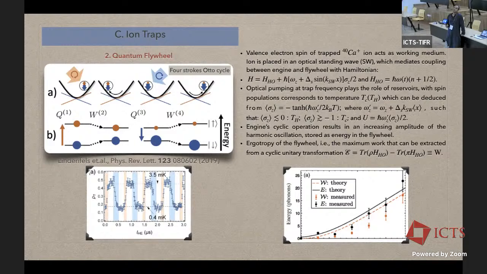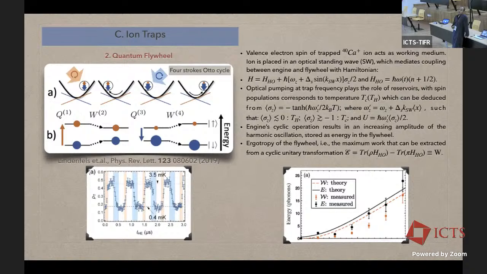The temperature corresponds to the spin populations. Okay, so the spin populations, if you like, you have this ground state, and very schematically you have these states. So you have these populations. Once you shine hot lasers, it essentially excites the populations to the excited states.